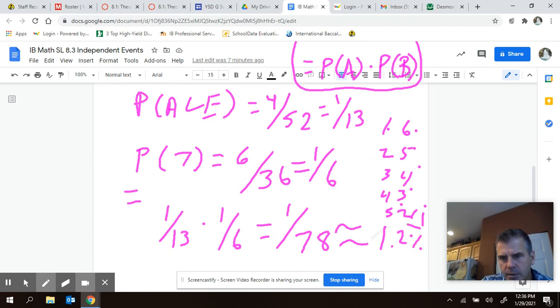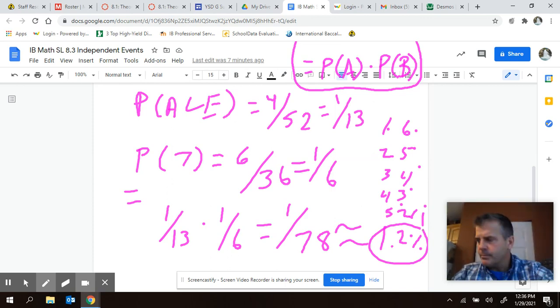Not great odds. If this is a game at the casino, don't play it. Don't put any money down. I mean, you can play it, but don't put any money in there.